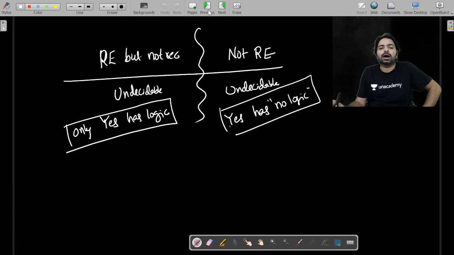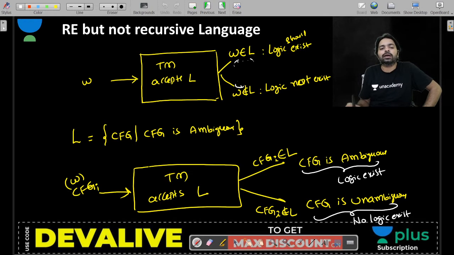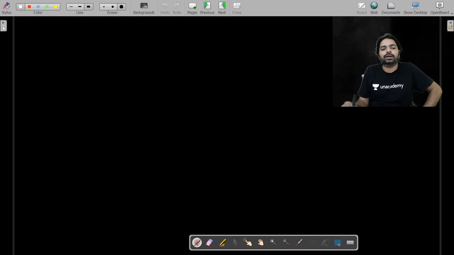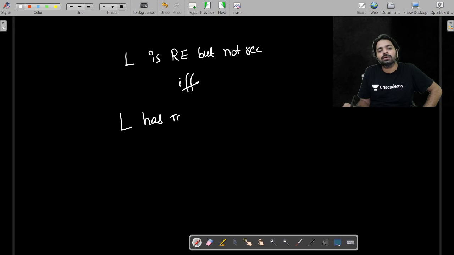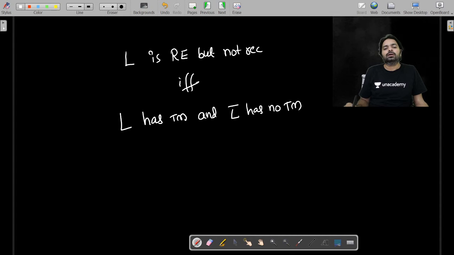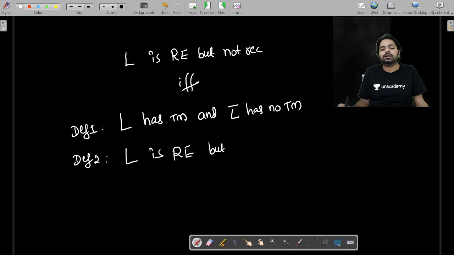And I'm trying to give you the RE but not recursive definition again. If you want to say RE but not recursive, how do you define it? L is RE but not recursive if and only if L has a Turing machine and L complement has no Turing machine, because only yes has a logic in L. That is definition 1. Definition 2: L is RE, but L complement is not RE. It directly goes outside; the complement definitely has no logic for valid strings. Everyone, guys?